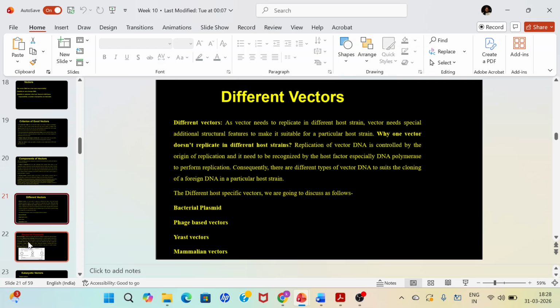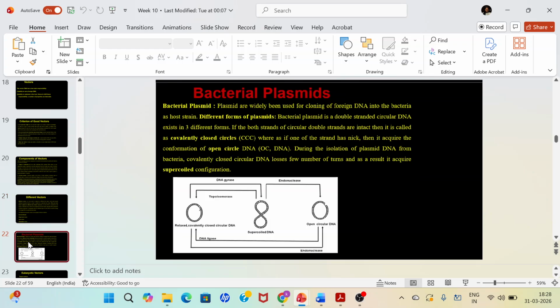So there are different types of DNA vectors in which cloning can be done. It can be bacterial plasmids, phage-based vectors, yeast vectors, or mammalian vectors. Bacterial plasmids are widely used for cloning foreign DNA into bacteria as the host strain.